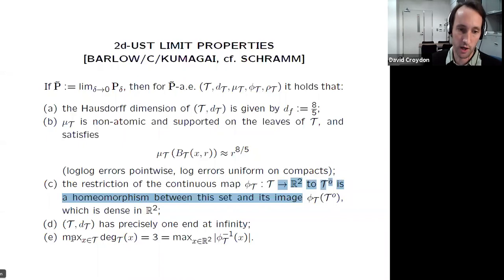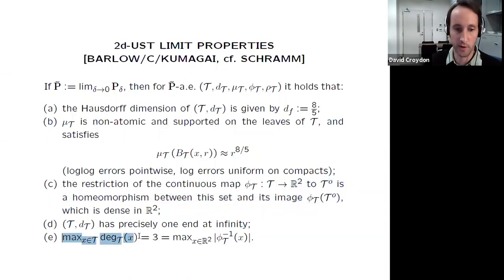And so the other thing that is a natural property asked about is things like the branch points of the tree. So we can show that there is a maximum branch point of 3, and this is actually also equal to the maximum number of pre-images under this embedding. And so the fact that these are equal is not a coincidence. This is to do with the duality, the self-duality of the uniform spanning tree. So the dual graph of the uniform spanning tree, if you know what that means, has the same law as the uniform spanning tree itself. And so that's a very useful property in 2D.